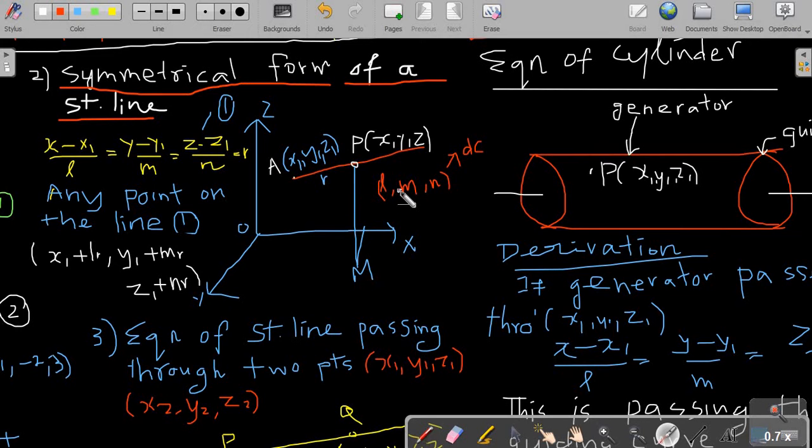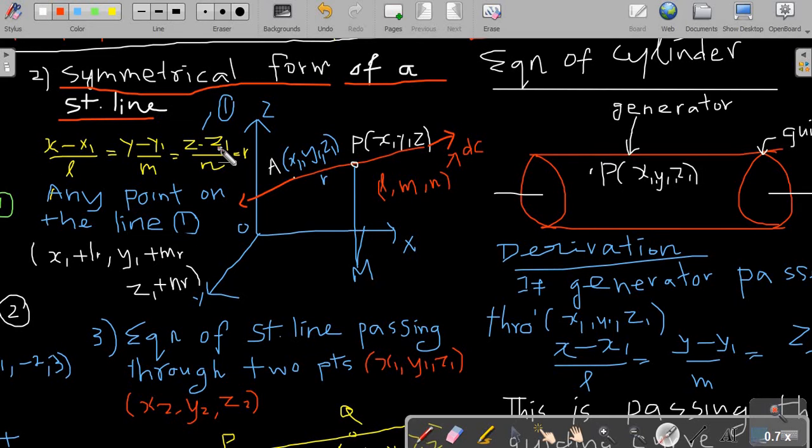L, m, n are the direction cosines. And what is this r? I have put all these ratios equal to r. Am I correct? That r is nothing but the distance between this particular point A and this particular point P. That's what you have to understand. We can extend this line in this direction also, and similarly in that direction. So this is what we say is the symmetrical form of a straight line.